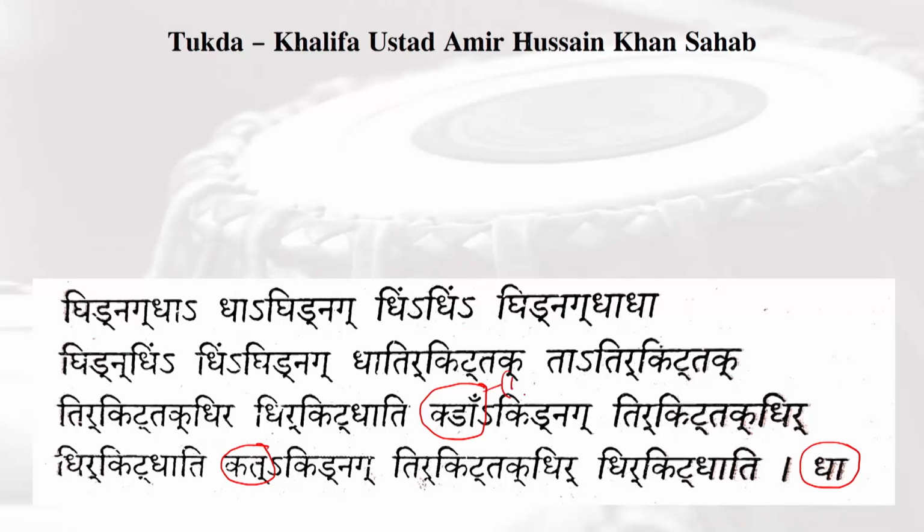So pause number 1, pause number 2, and the third pause is the sum, which is ending with the dha. So this is a sum. So usually in Tihai we find that pauses are usually denoted by dha, but it's a composition where Khan Sahab has, maybe knowingly, denoted 3 pauses with 3 different types of alphabets or syllables.